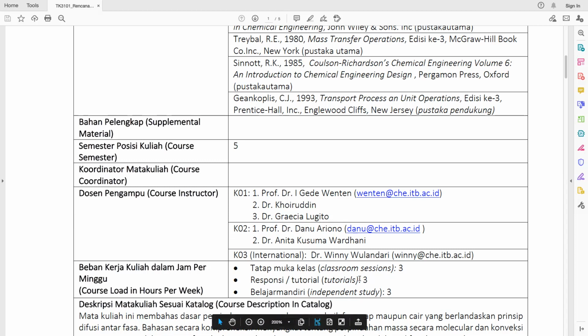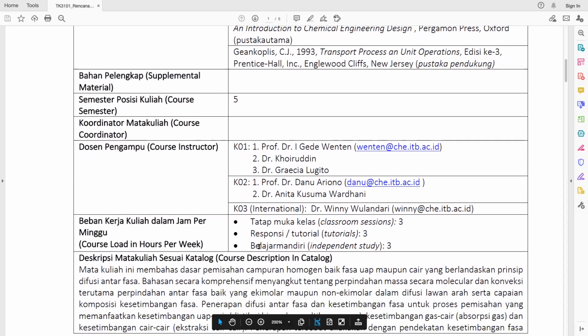Okay, so just remember your course load per week should be 3 hours for the classroom session and 3 hours for the tutorial session, and then independent study for 3 hours. So this would be used if you want to do assignments, or assignments in combination, maybe around 6 hours per week. Right.